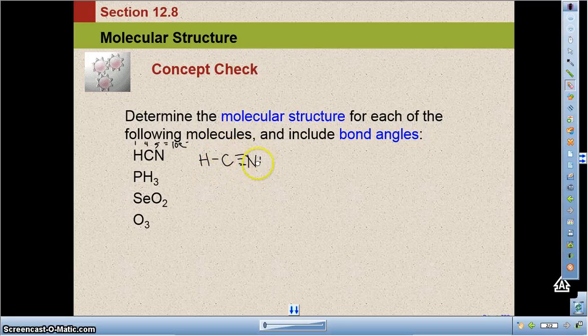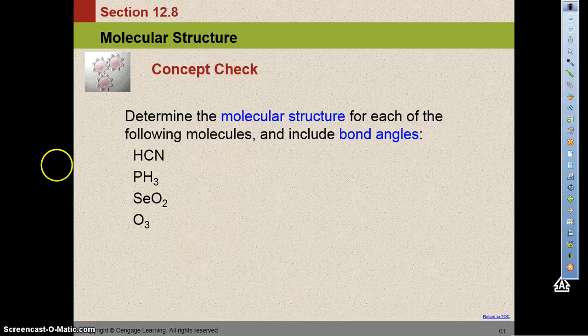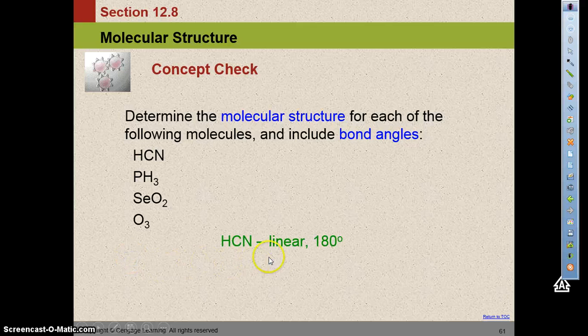Notice that we only have 1 unshared pair of electrons out here on the nitrogen, and it's an outside element, so we really don't have to worry about that. Our central atom has all of its bonds taken care of. But what's it going to look like when we put those in a ball and stick model? You can imagine this is going to end up being a linear, or a straight line. So the answer for this one, for the HCN, is linear, and that would be 180 degrees.